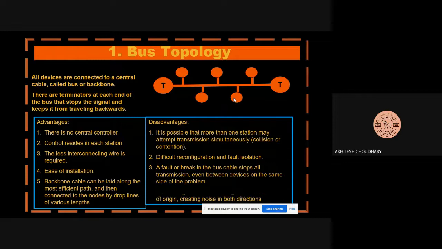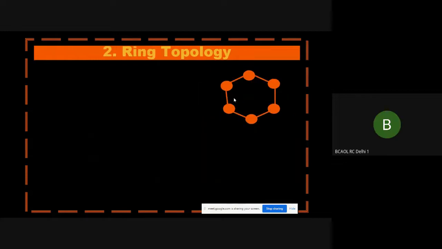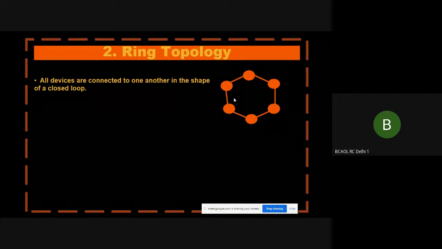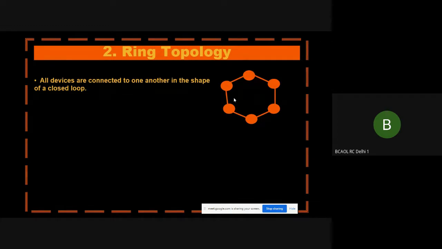Yes, ma'am. Right. Then the other one is the ring topology. In a ring topology, the first computer will be connected to the last computer, just like in a circle. A ring will be created. Can you understand that?